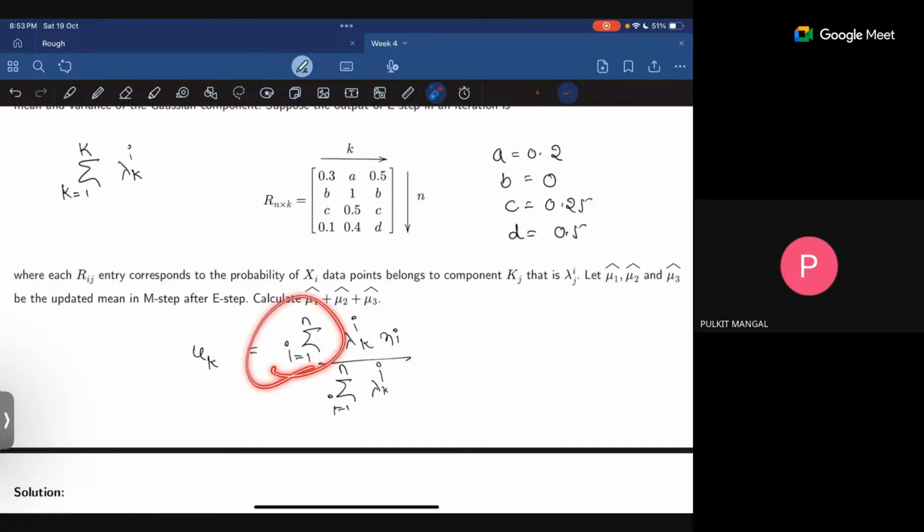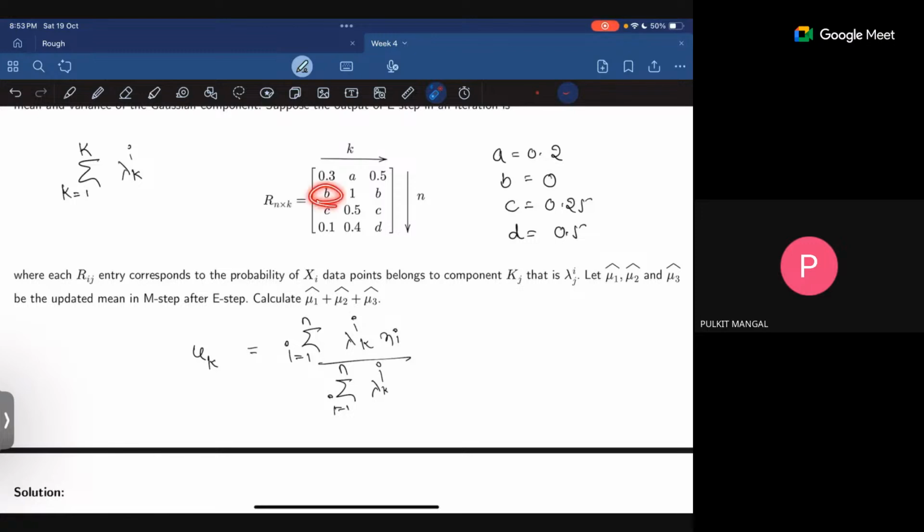And if you want to remember which summation should come here, whether we are varying over the number of data points or the number of components: because you are updating the mean of one component, you fix that component and vary your lambda across different data points. So fix the component, varying over data.